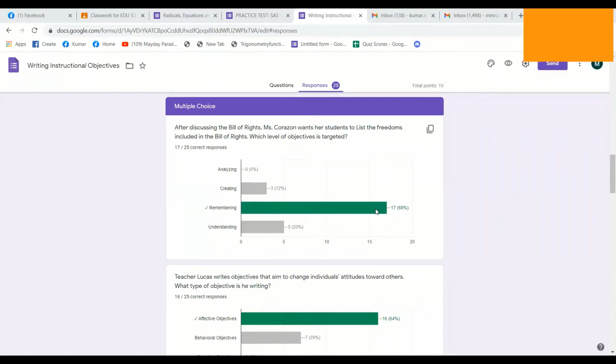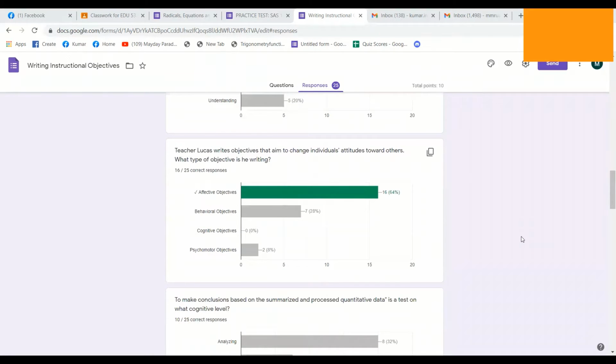Okay, next number. It says here, Lucas writes objectives aiming to change individuals' attitudes towards others. So what type of objective is he writing? Okay, so there are three main domains, no? We have the cognitive, the affective domain, and the psychomotor. So cognitive is more of a brain function. That's how a person thinks, no?